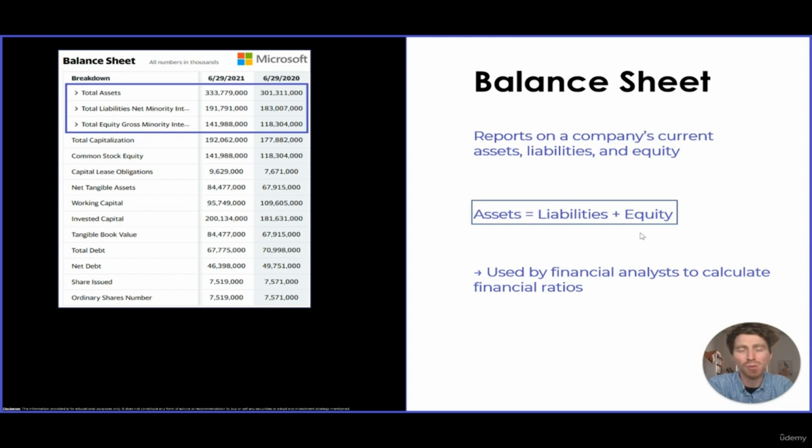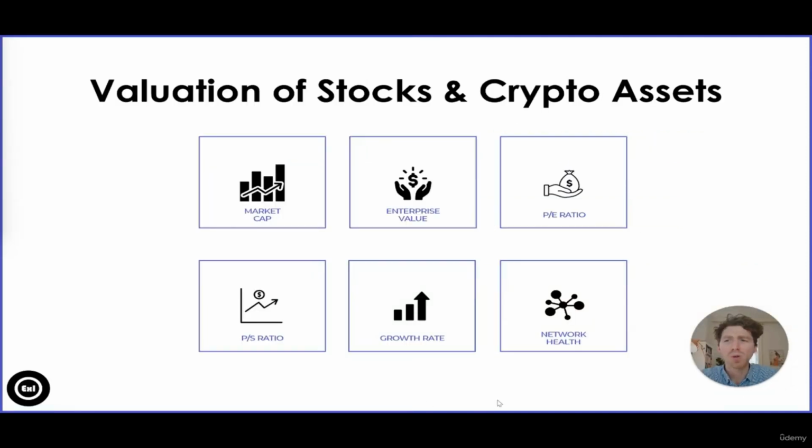In this section, we're going to look at valuation methods for stocks and crypto assets. The 6 methods which are shown here give you a good overview of how to evaluate if it's worth investing in a certain company or if you're already too late to get into the game. We'll start with the market capitalization and then also speak about enterprise value, the PE, like the price to earnings ratio, the PS, price to sales or price to revenue ratio, the growth rate, and also the network health in the case of crypto assets.